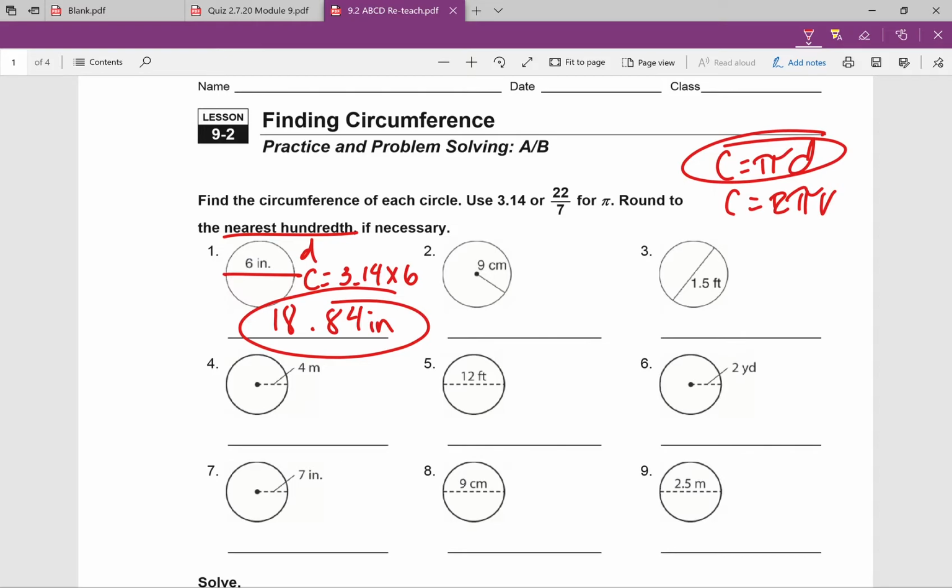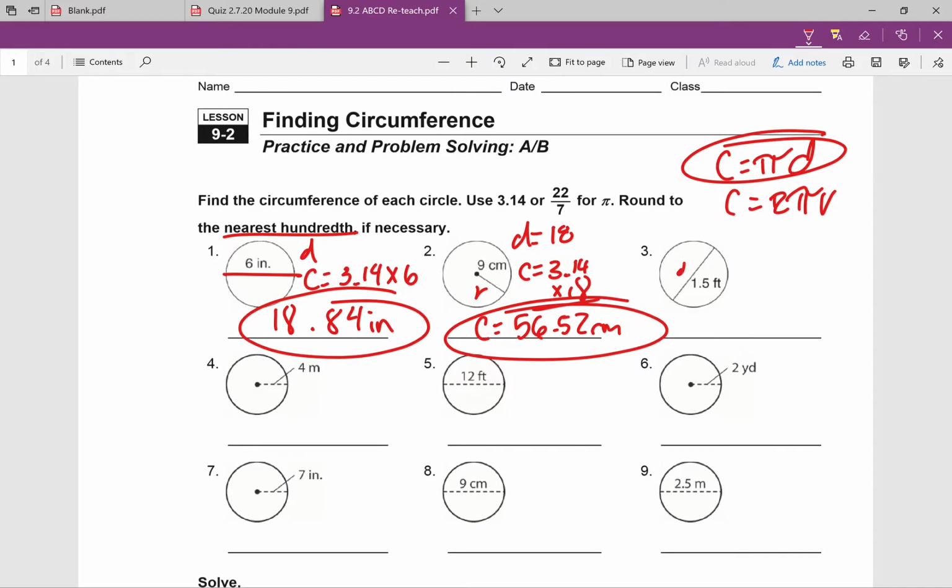Now, number two, I have a radius, so my diameter is going to be double that, so that's 18. C equals 3.14 times 18. When I multiply that, I get C equals 56.52. That's already at the hundredths place, and these are centimeters. That's my answer. Next one, this is already the diameter, so it's 3.14 times 1.5. When I multiply those two, I get 4.71, and these are feet. I'm already at the hundredths, so I don't need to do anything.